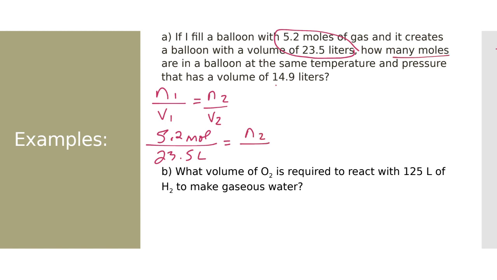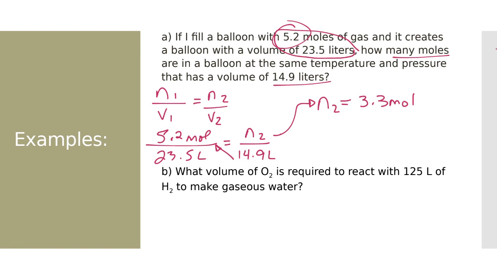How many moles if they change the volume to 14.9 liters? So just make sure that your volume units match. It could be milliliters, it can be liters, it doesn't matter. And then we're just going to cross multiply our 14.9 up and over, divide out the 23.5, and then we're going to solve for N2, and we're going to get a mole value of 3.3 moles, keeping with 2 sig figs based on this initial mole value that we have here.